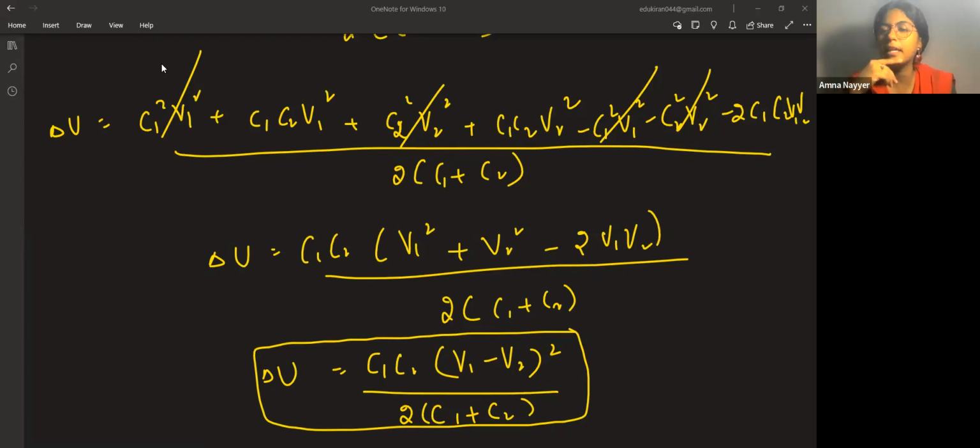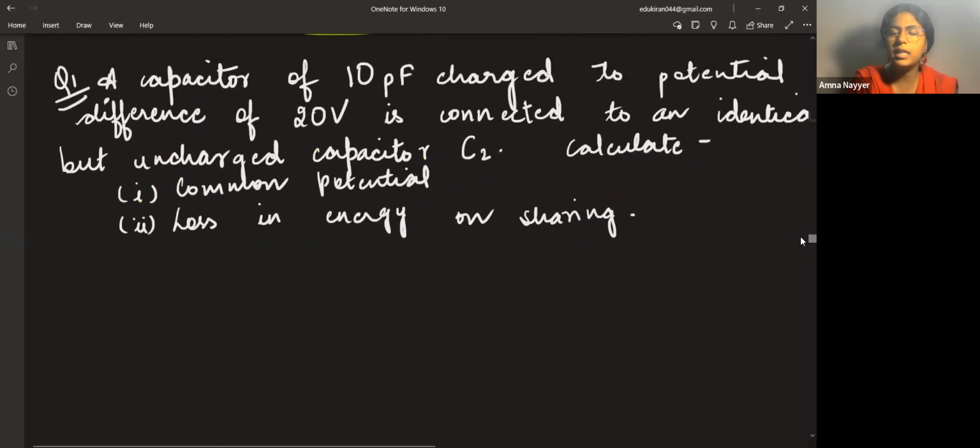In the last class yesterday, we derived both the equations, common potential and loss of energy. So with the help of a question only, let us revise what the formula was. One question we'll discuss, then we'll move on to series and parallel combination of capacitors.